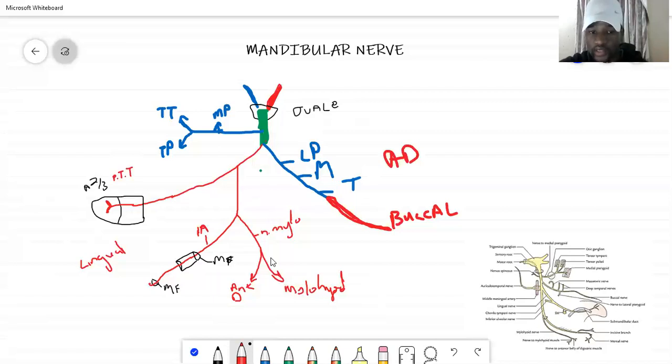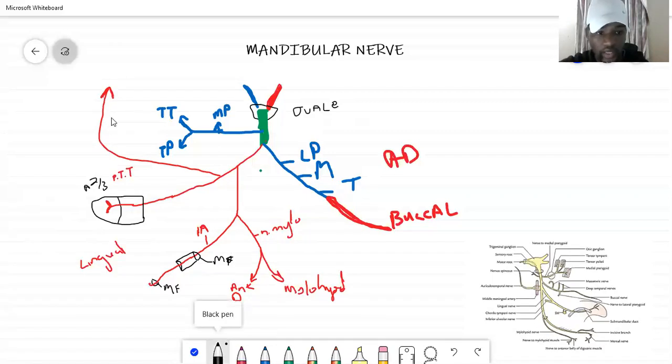This one is not really much of a branch because it branches from the inferior alveolar itself. So we have the lingual, the inferior alveolar, and then we have the auriculotemporal. We spoke about the auriculotemporal in the previous lessons, that it supplies the area anterior and superior to the auricle. The auriculotemporal will also pass through the parotid gland. This is your parotid gland.